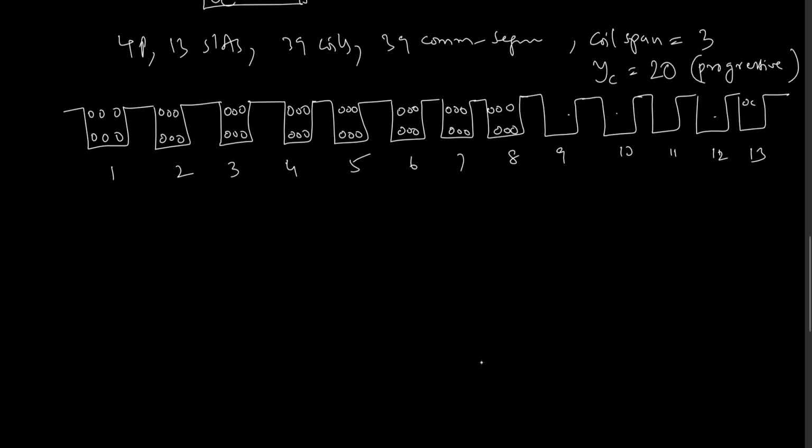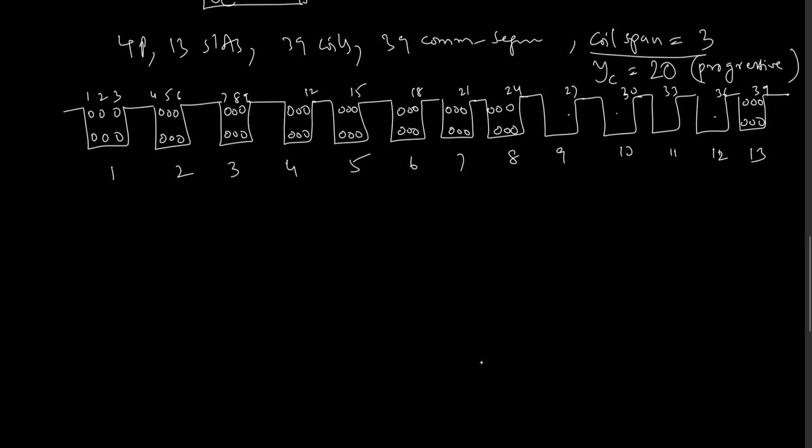Likewise, I will be numbering the coils 1, 2, 3, 4, 5, 6, 7, 8, 9, 10, 11, 12, then 15, 18, 21, 24, 27, 30, 33, 36, and this is the 39th coil. The last one is the 39th coil.